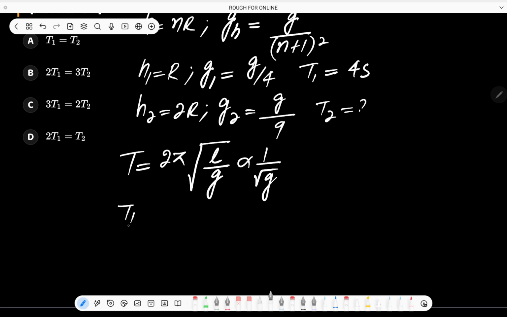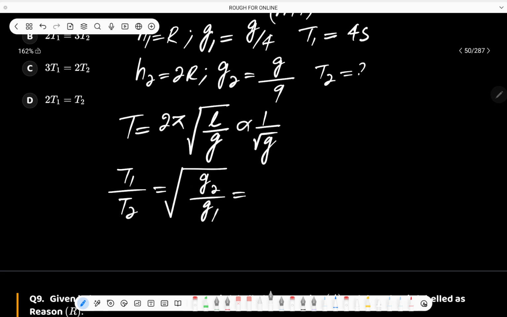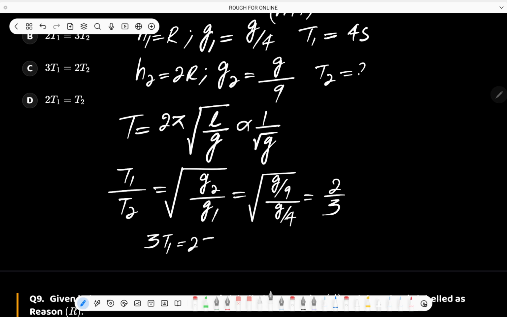Which means that t1 divided by t2 should be equal to the square root of g2 divided by g1, because it is inversely proportional to the square root of g. Now we have calculated the values of acceleration due to gravity, g2 and g1. Let's put the values here. g2 is g divided by 9, and g1 is g divided by 4. So g and g will cancel. The square root of 9 is 3, the square root of 4 is 2. On solving, this will come out to be 2 by 3, which implies that 3 times t1 is equal to 2 times t2.